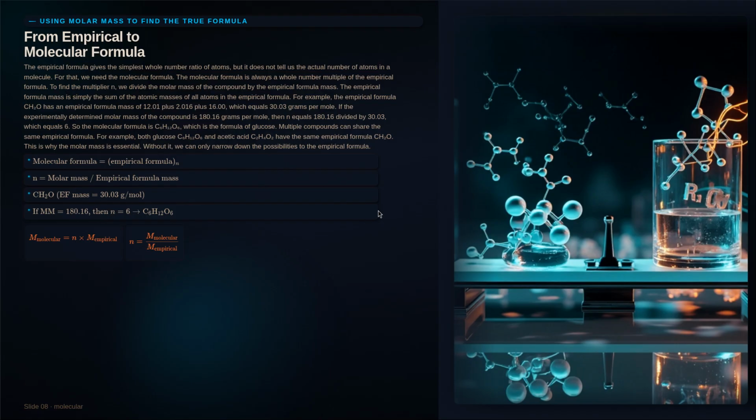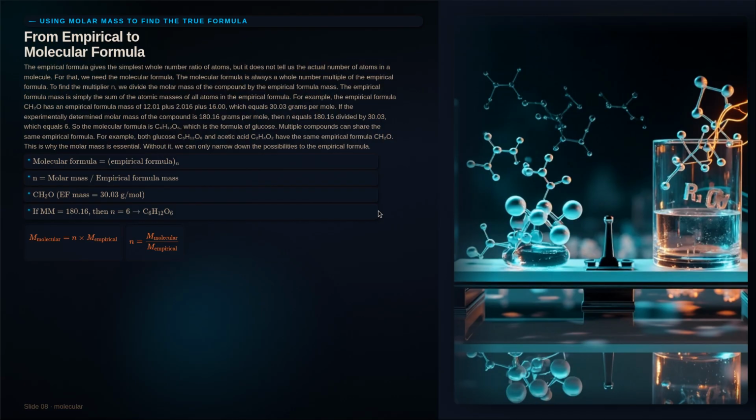For example, the empirical formula CH2O has an empirical formula mass of 12.01 plus 2.016 plus 16.00, which equals 30.03 grams per mole. If the experimentally determined molar mass of the compound is 180.16 grams per mole, then N equals 180.16 divided by 30.03, which equals 6. So the molecular formula is C6H12O6, which is the formula of glucose.